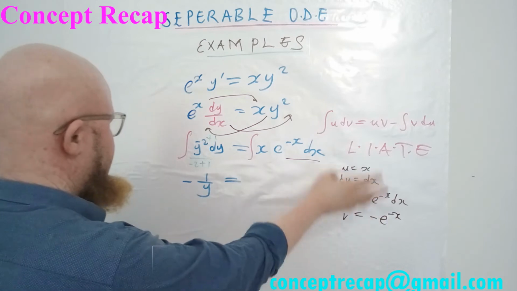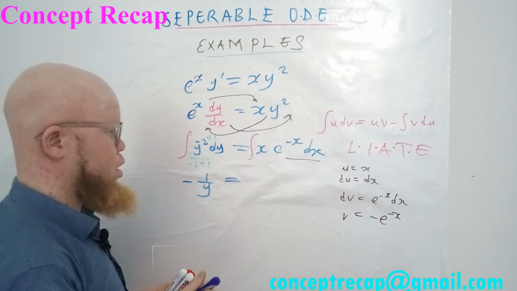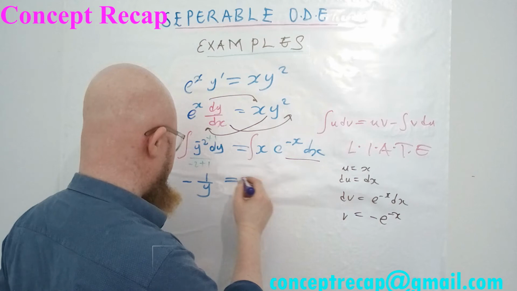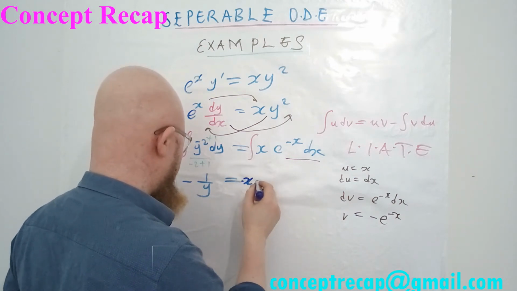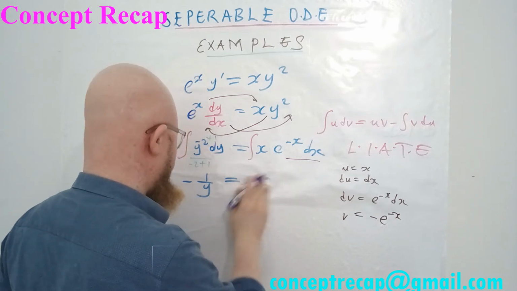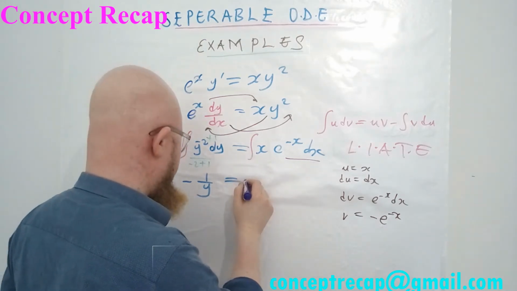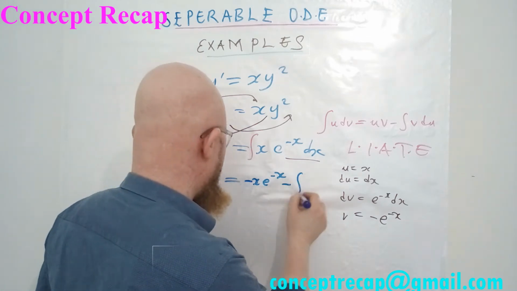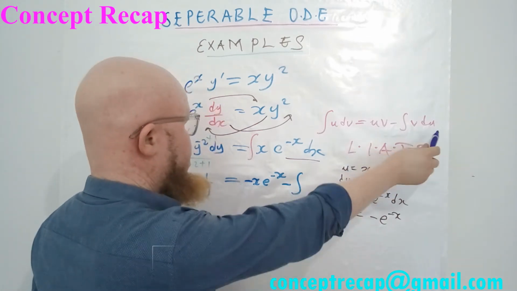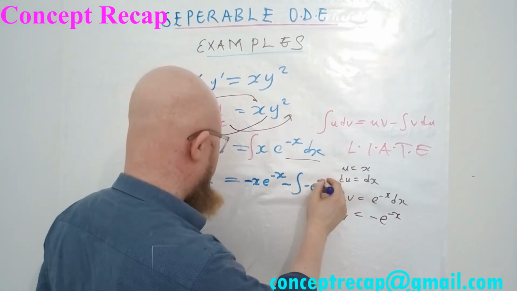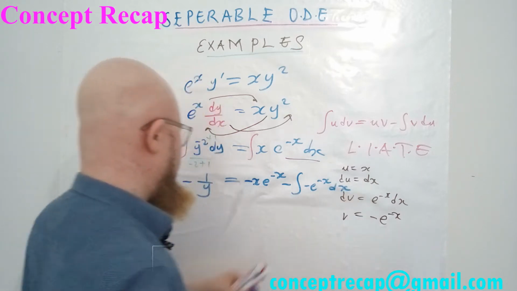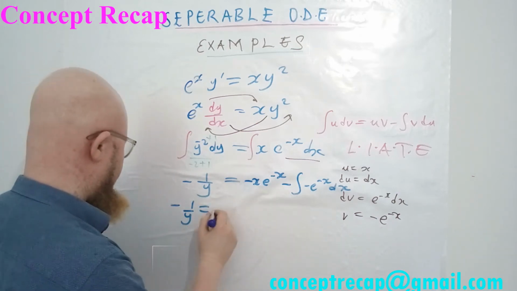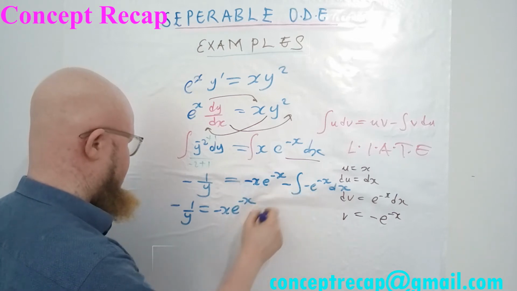So we will now take them back to our formula, substitute this parts thing. So you are going to put u, then it's x, and v, it's minus e to the minus x. So it will be minus x e to the minus x, then it will be minus integral of v du. Our v is minus e to the minus x, and du is dx, like that. So this minus will go out, and this will be positive.